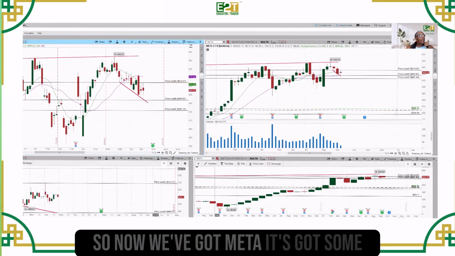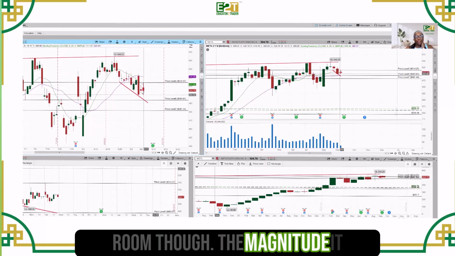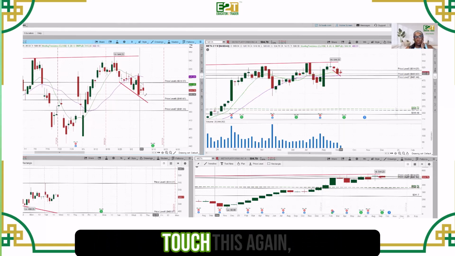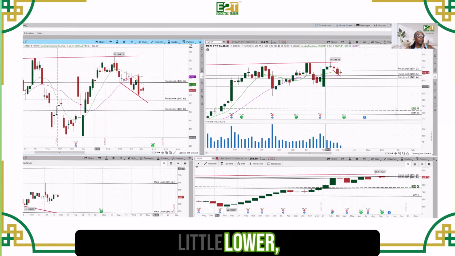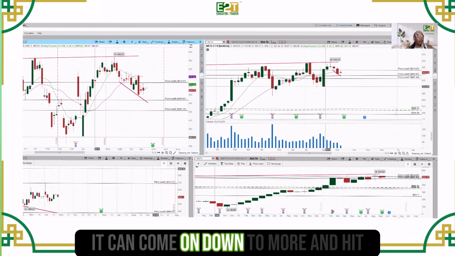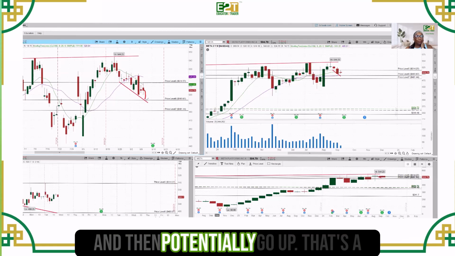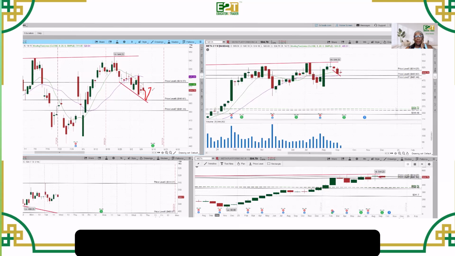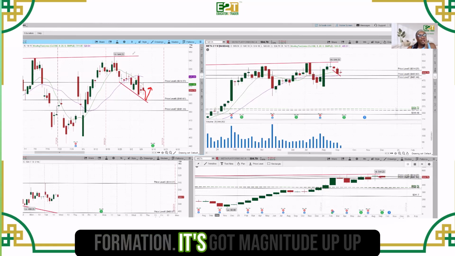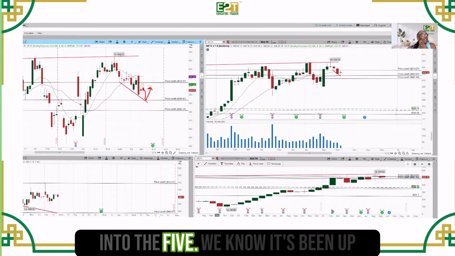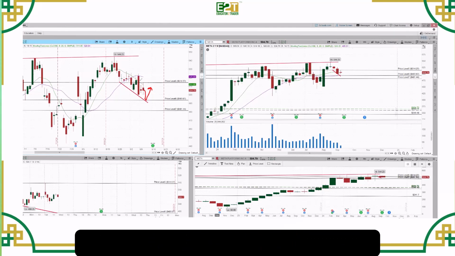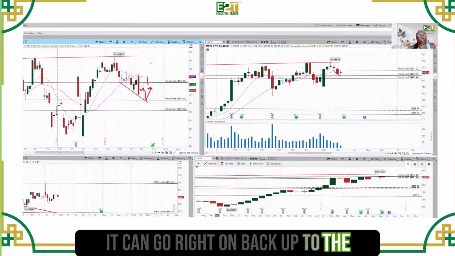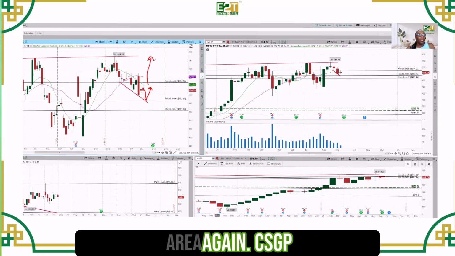So now we've got Meta. It's got some room though. The magnitude, it hasn't reached it. If it wants to come down and touch a little lower, it can come on down some more and hit, and then potentially go up. That's a broadening formation. I mean, it's got magnitude up into the 5. We know it's been up here at 544 before, a month ago. It can go right on back up to this same area again.